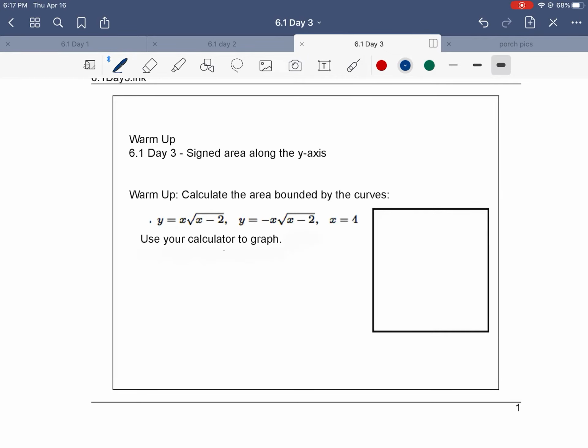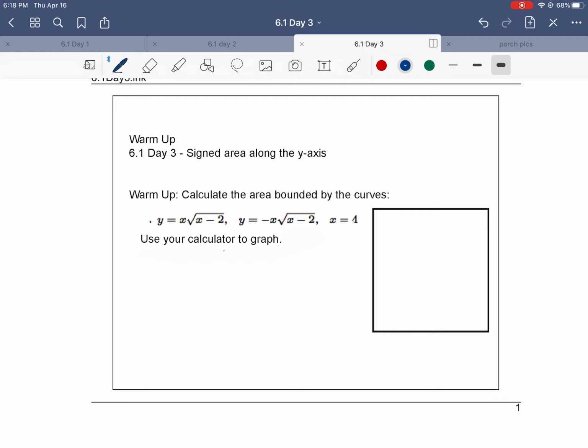Hey guys, here's the third day of 6.1. This time we're going to essentially rotate our graphs and we're going to be finding the area along the y-axis. So instead of having a function that is always above and a function that's always below, we're going to be looking to see is there a function always right and a function always left.